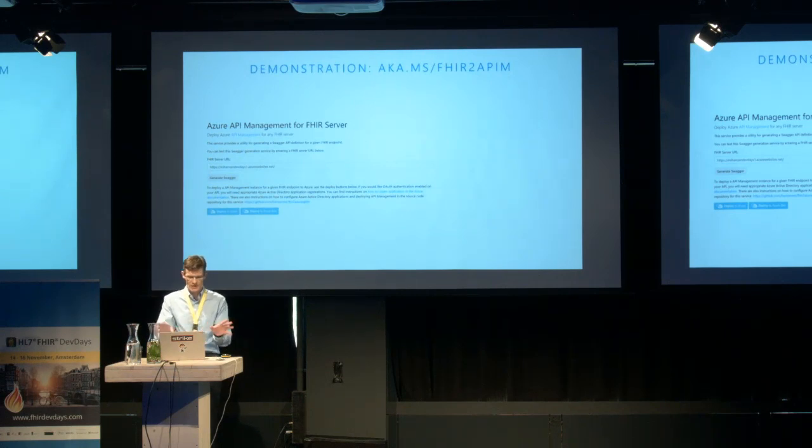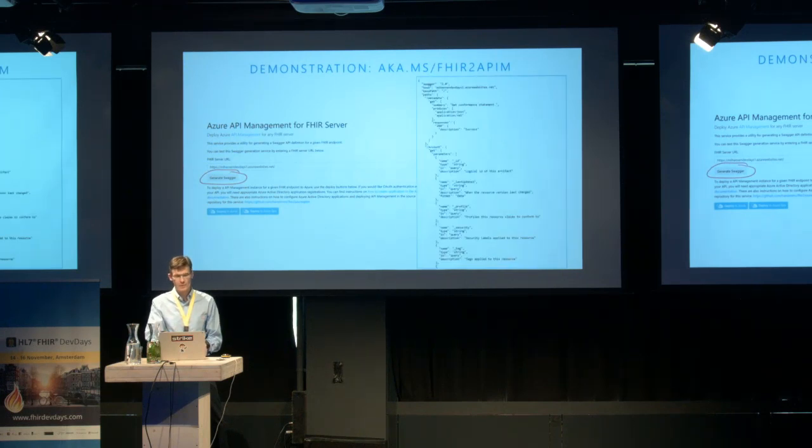This is the basic layout of the web page here. You can put in a FHIR server URL and just generate the Swagger statement, and that may have utility on its own outside of Azure API Management if you wanted to use that for something else. The code for this tool is also available on GitHub. You can download that, build it yourself. There's a command line version of it as well. But you can also use this when you actually deploy API management.